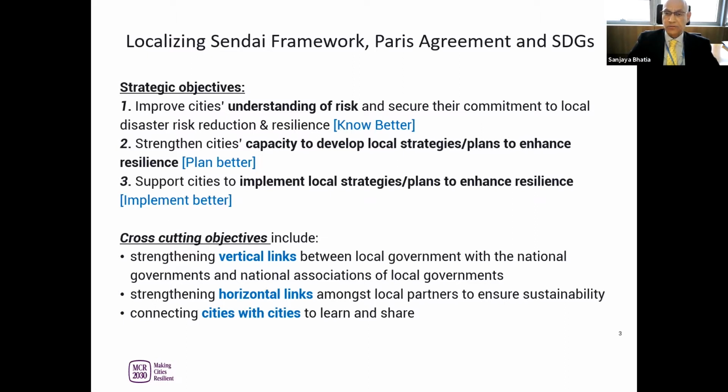At the same time, it's also looking at the national and local linking. We all know that the local does not exist without the national, and the national is the sum of the local. So all of these need to work together and to share their resources and their technical expertise and guidance and so on. It's also looking at the horizontal links, and this is the most important.